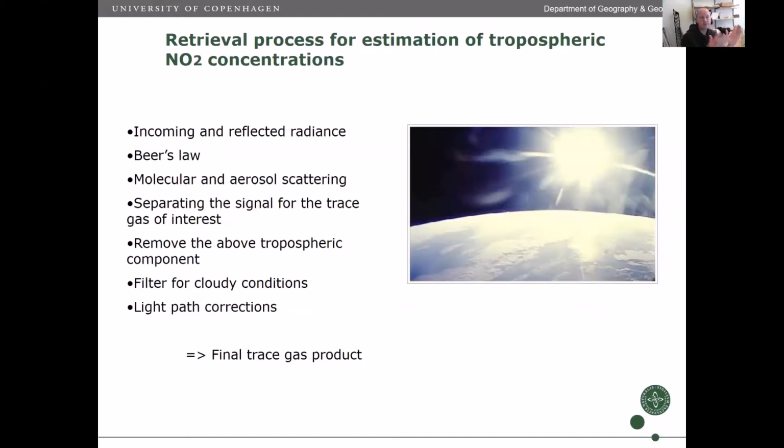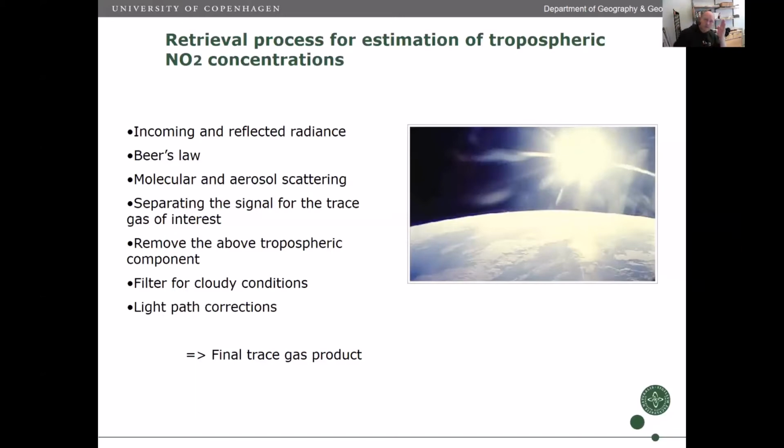Also, as mentioned before, we are mainly interested in what's occurring in the part of the atmosphere where there is life, the troposphere. So we need to remove all parts which are above the troposphere. And then we also need to filter out all the cloudy images, since of course they can also affect our measurements. And we also need to consider the impact if the sun is coming from this direction and the satellite is coming in this direction.